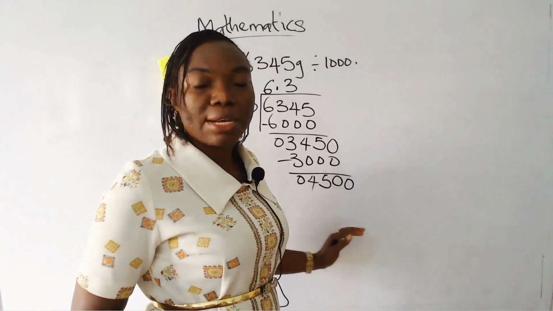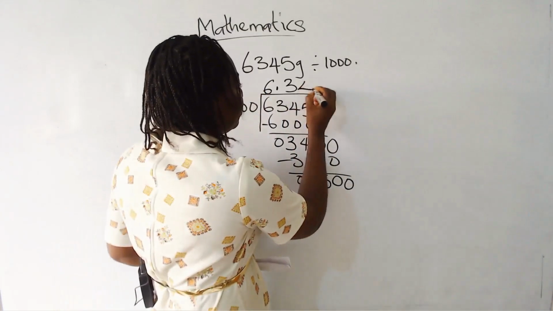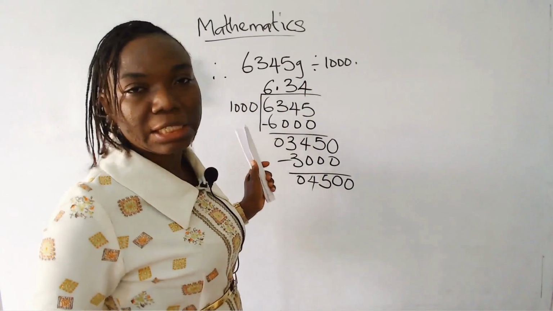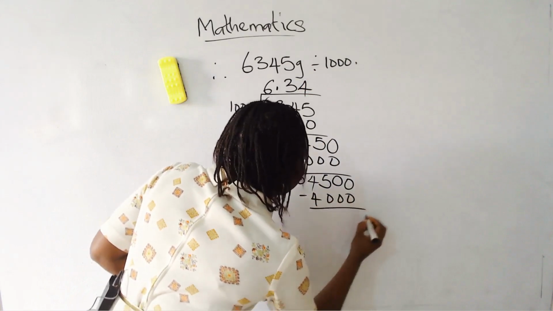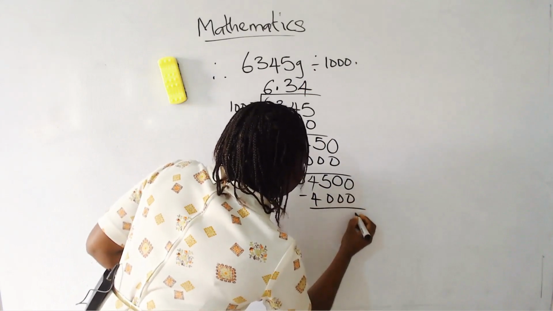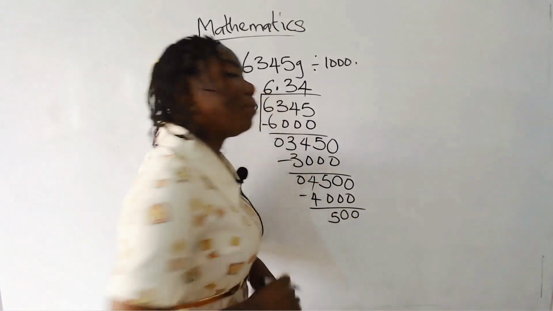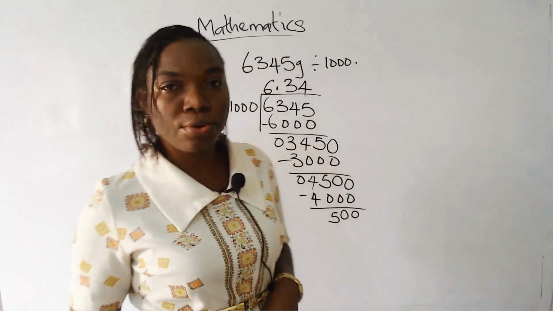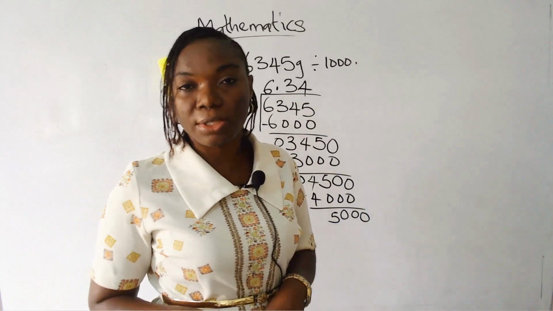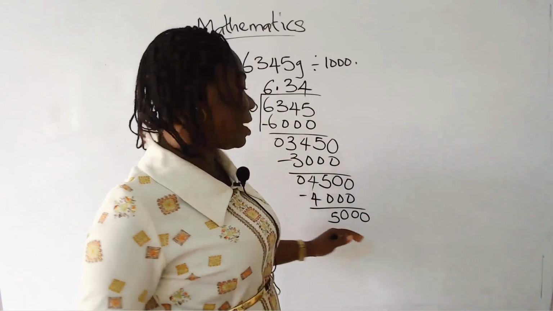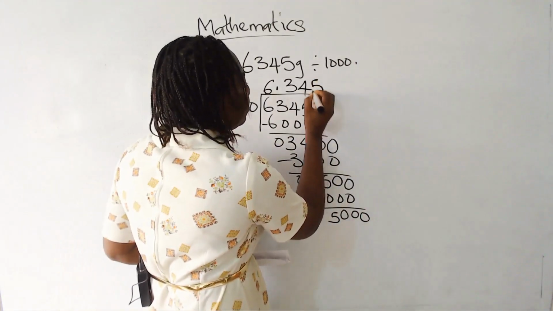4,500. And 4,500 divided by 1,000 goes there 4 times. And when you multiply this 4 by this 1,000, you have 4,000. When you subtract, 0 take away 0 gives us 0, another 0. 5 take away 0 gives us 5. And 4 take away 4 gives us 0. We add another 0 here, which is 5,000. Is that clear? Now, when you divide 5,000 by 1,000, it goes there 5 times.